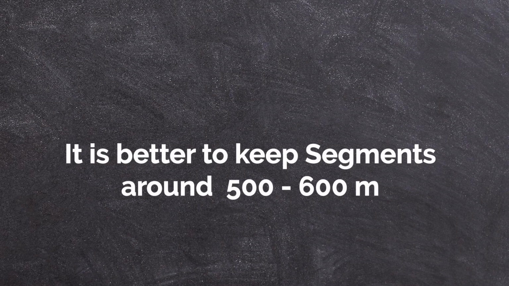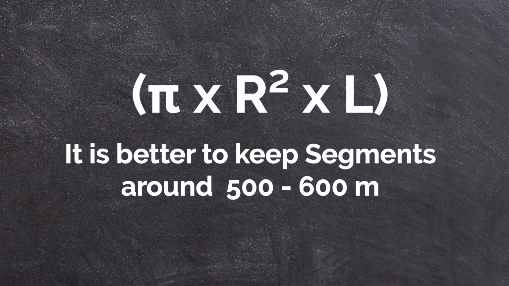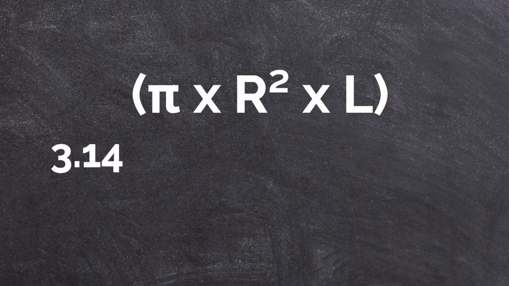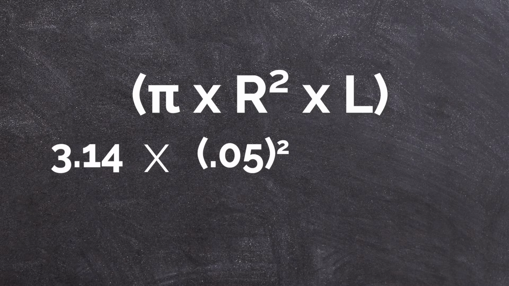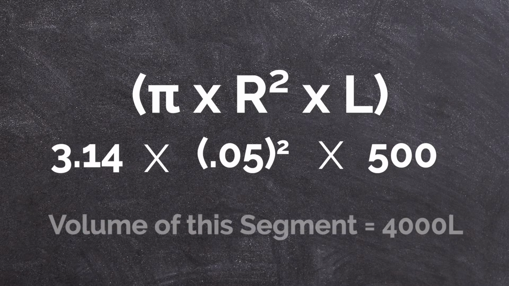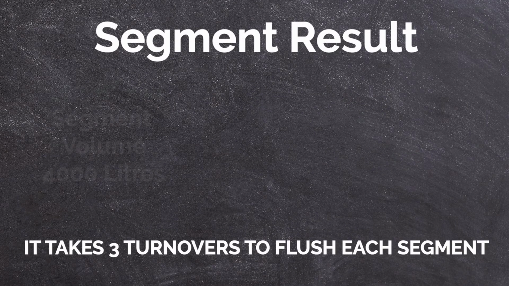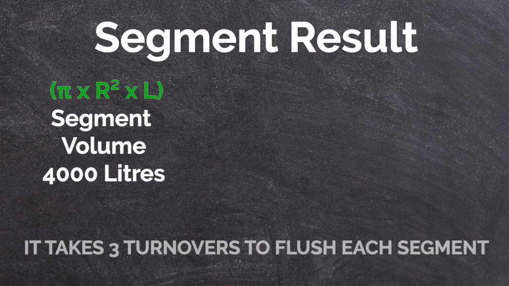To calculate the volume of a specific section of your network, we use the following equation: pi multiplied by r squared multiplied by L. Pi, because it's a circle, is 3.14. We use r squared, the radius of the pipe, in this case 0.05 squared, and we use the length of the segment, in this case 500 meters. We have 4 cubes, 4,000 litres in our 500 meter segment of pipe. Using the formula pi by r squared by L, we have calculated our volume to be 4,000 litres.